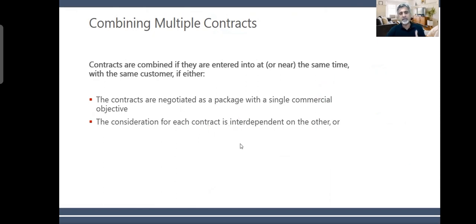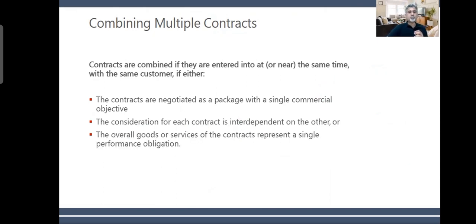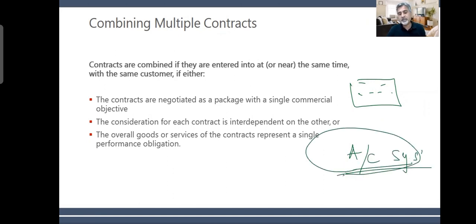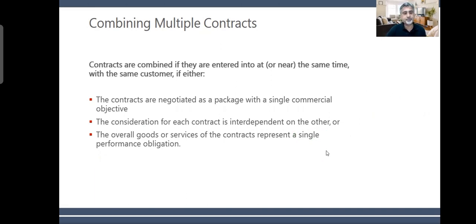So we say combining multiple contracts, and the overall goods or services of the contract represent a single performance obligation. A single performance obligation means completing that construction site, which includes 5 buildings, or maybe installation of an air conditioning system in our office. So ultimately there are 2 different performance obligations, but they satisfy one single performance obligation, which means establishment of that air conditioning system.